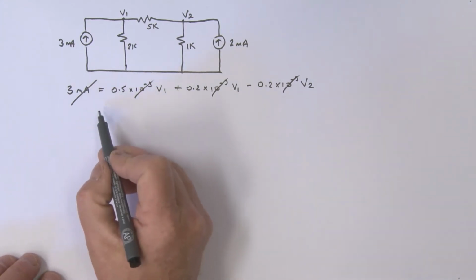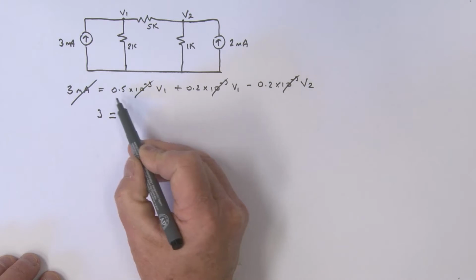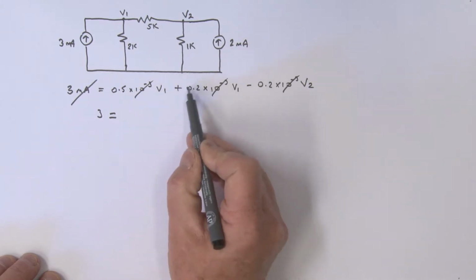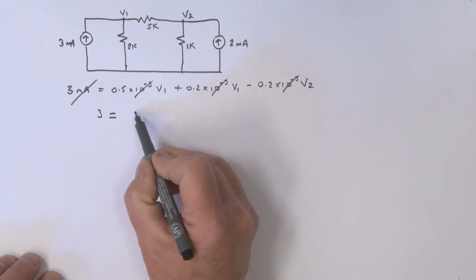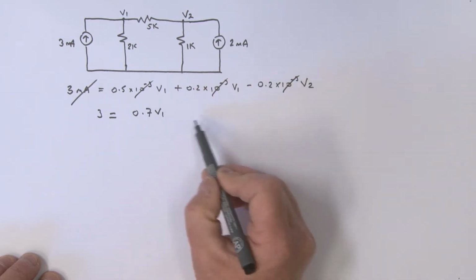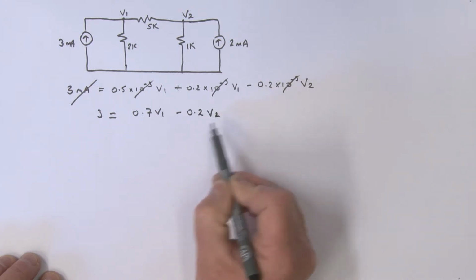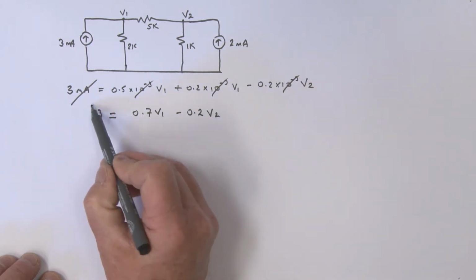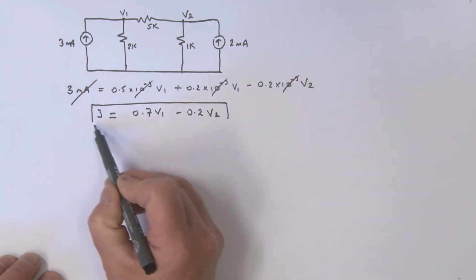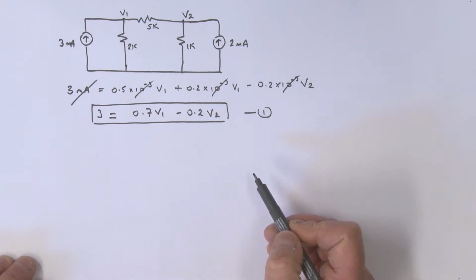So this gives us 3 is equal to 0.5 V1 and a 0.2 V1 here, so that's 0.7 V1, and then minus 0.2 V2. I'm really going to say that's my first node equation. I'm just going to label that as equation number 1.